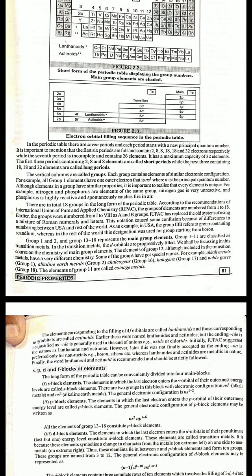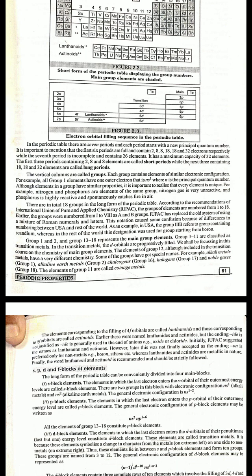There are in total 18 groups in the long form of the periodic table. According to the recommendation of the International Union of Pure and Applied Chemistry (IUPAC), the groups of the elements are numbered from 1 to 18. Earlier, the groups were numbered from 1 to VIII as A and B groups.